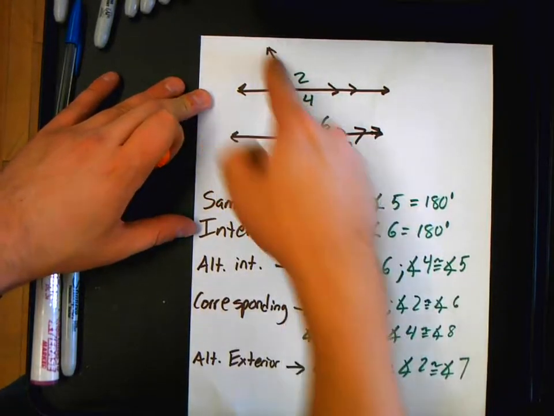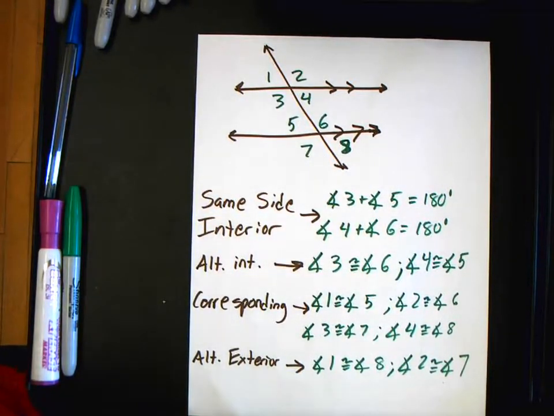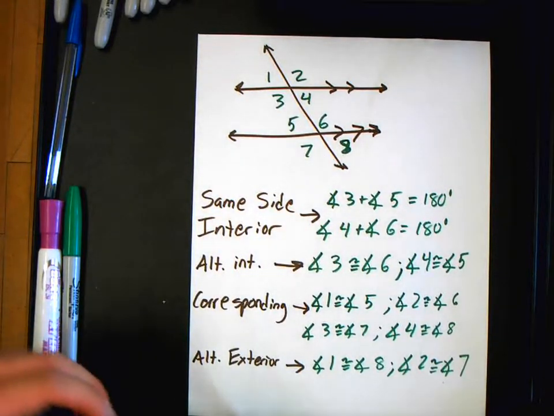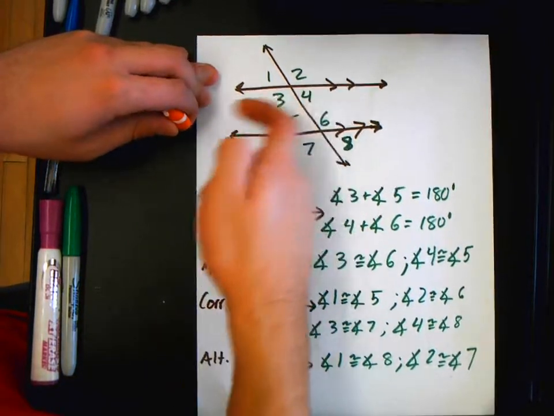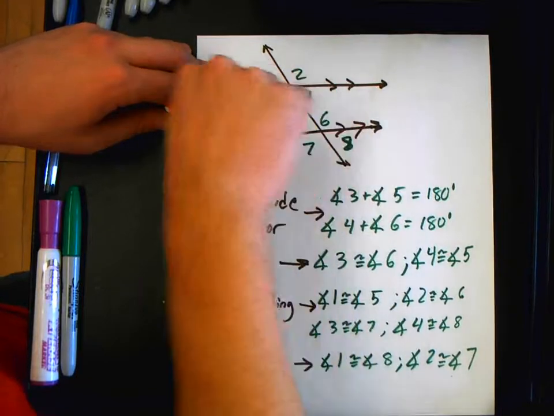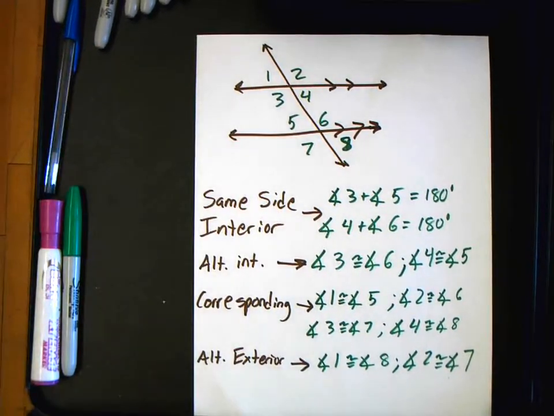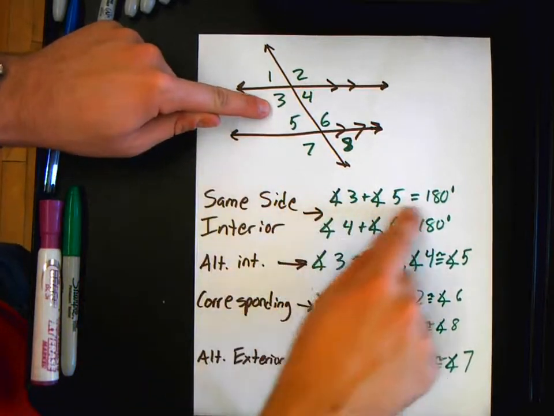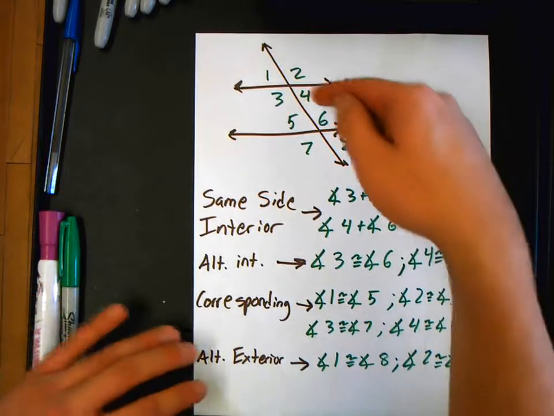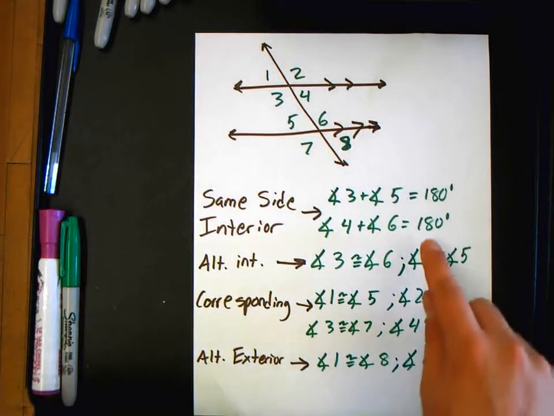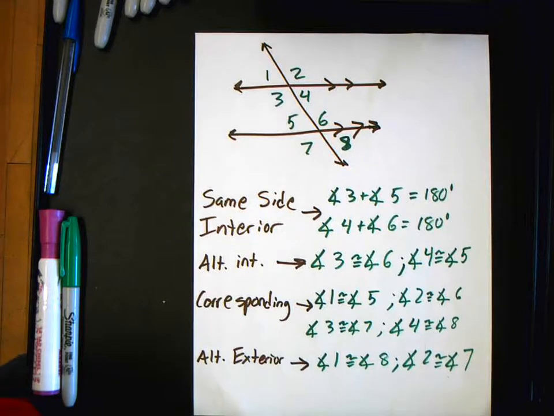Okay, so let's look back at another diagram where we do have two parallel lines right here and a line cutting them, intersecting them both, a transversal. The same side interior angles are 3 and 5. They're both on the left of the transversal and they're on the inside of the parallel lines. So that means that the same side interior angles, 3 plus 5, is equal to 180 degrees. They are supplementary. The exact same phenomenon happens with angles 4 and 6. They're same side interior, so they add up to 180 degrees.